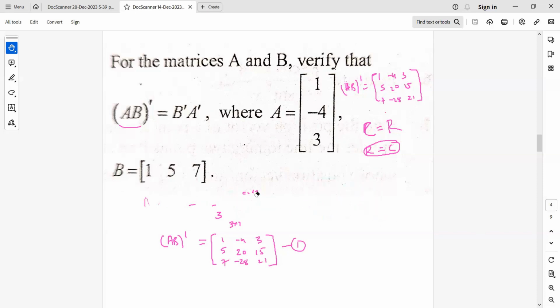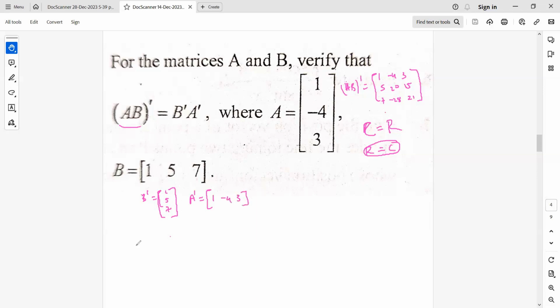In the RHS part, we need to find B dash into A dash. The first thing we need to do is write down B dash. B dash will be equal to 1, 5 and 7. Similarly, we will find A dash. A dash will be equal to, you just have to convert the column into a row, so it will be 1, minus 4 and 3. So we have got B dash and A dash.